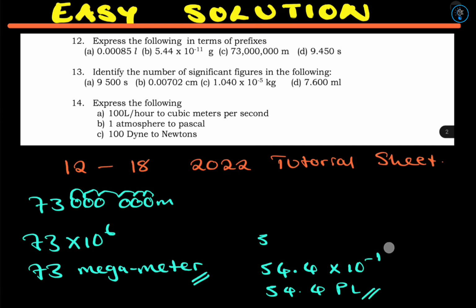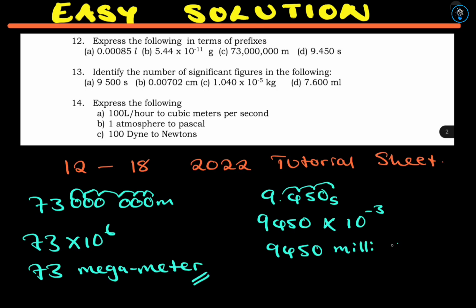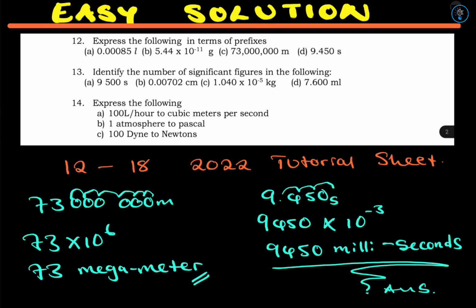Then our last part, which is 9.450 seconds. We can write it as 9.450 with the point moved to the left 1, 2, 3 steps. So it will be negative 3 there. And we know that 10 to the power negative 3 is related to milli. So we can write it as 9.450 milliseconds. So that's how you can write these questions in prefixes.